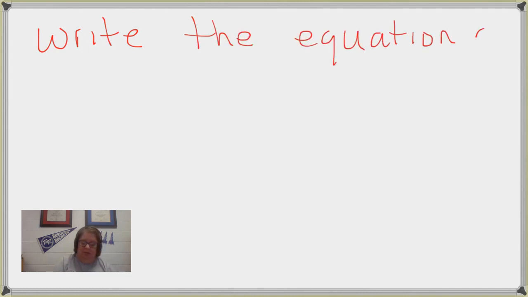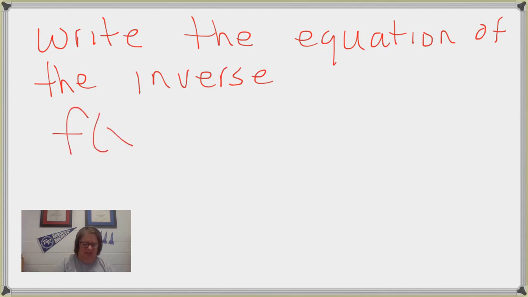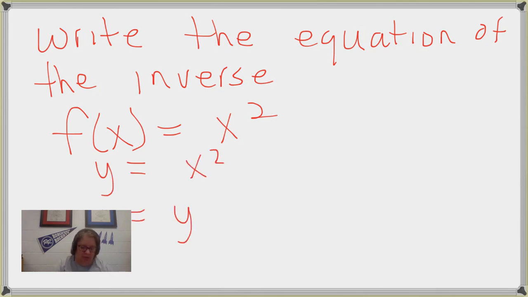Okay, that is so ugly. Write the equation of the inverse. Let's see if we can get fancy and go f of x equals x squared. Okay, two steps: switch, solve. Okay, switch and solve. This is y, right? So switch. And then solve. How do we get this y by itself?